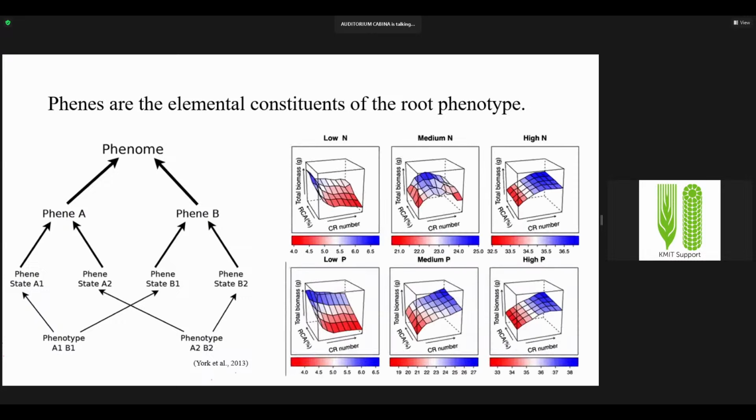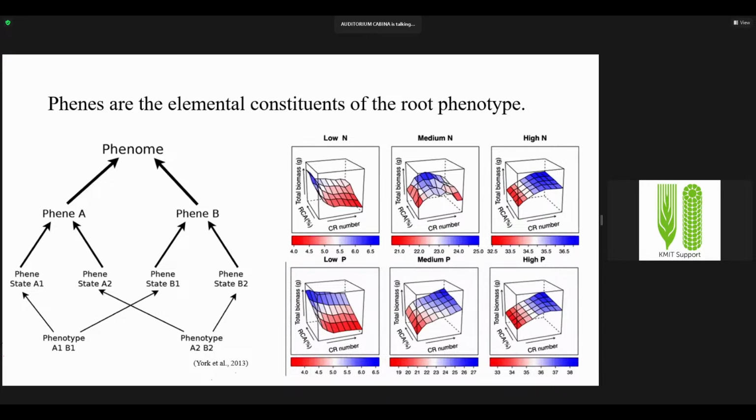And just to give another example, we have six different environments here. We have low nitrogen and we have high nitrogen. And we have two Phenes that we are testing. This is the first Phene, crown root number, and we have the Phene states, which is the possible distribution of crown root number in maize. And we also have root cortical aerenchyma, which is another Phene. And we also have the Phene states, which are the distribution for this Phene.